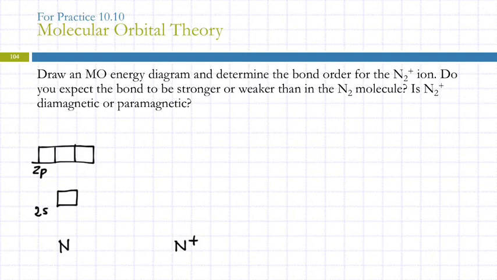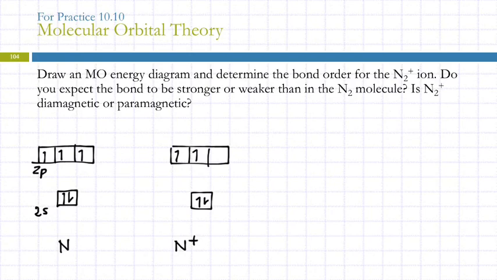How many valence electrons does a nitrogen atom have? 5. So we'll put those in there. 1, 2, 3, 4, 5. And the orbitals over here for the N plus are the same orbitals, but N plus only has 4 electrons. 1, 2, 3, 4. Okay? We have to combine these into their molecular orbitals.